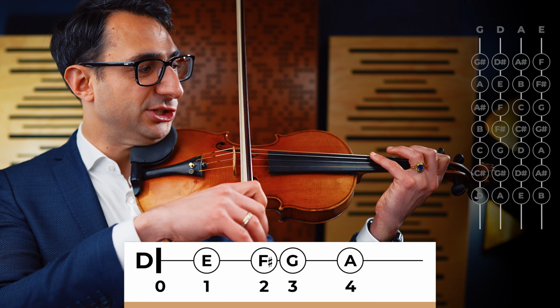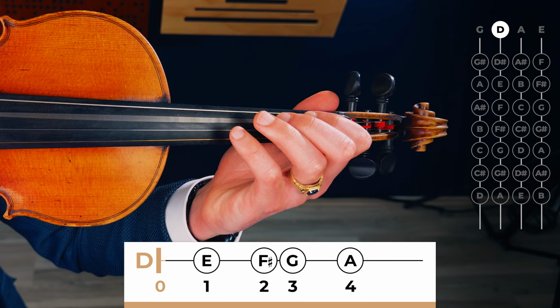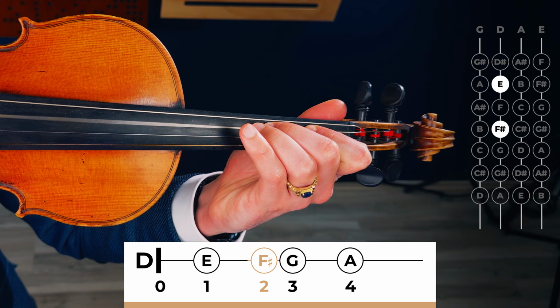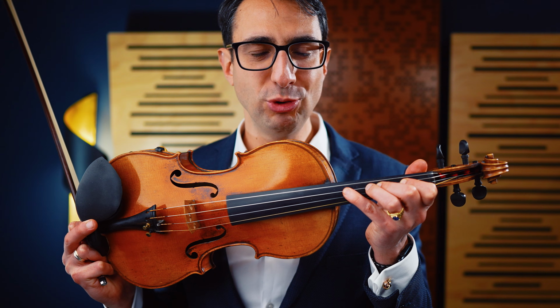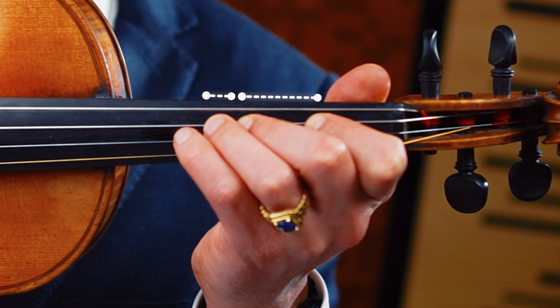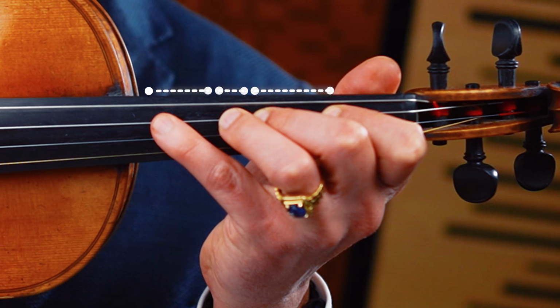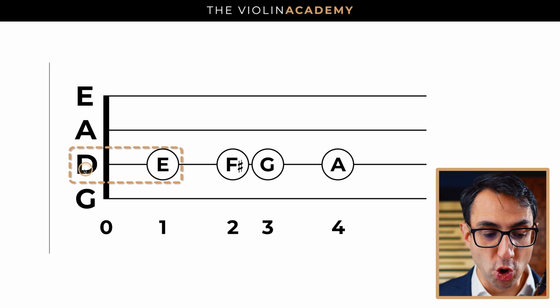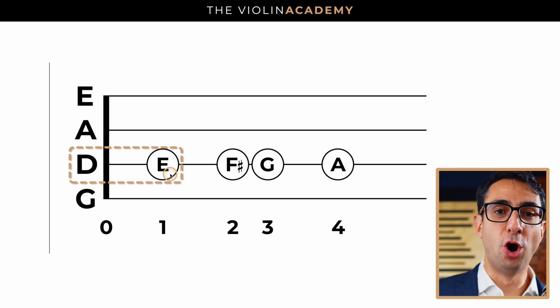So when I play those notes on the D string, you will see that I have a whole tone between the first and the second finger, half tone between the second and the third, and a whole tone between the third and the fourth. And by the way, we have between our open string and the E a whole tone too.